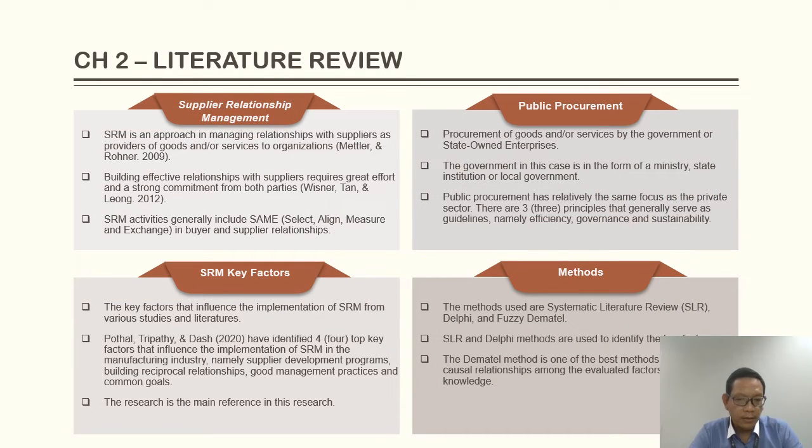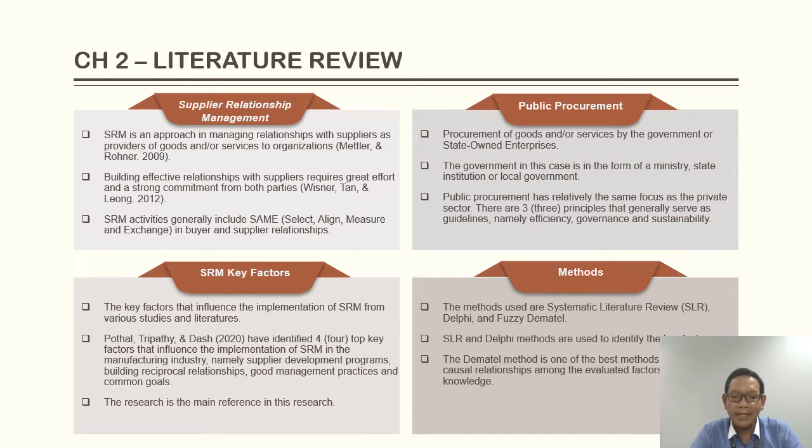In conducting this research, we do an initial literature review for several aspects. First, the introduction of supplier relationship management. SRM is basically how to manage suppliers. This management requires a high level of efforts and commitment from both parties. Second, what factors influence the implementation of SRM? From the research of Portal, Triparty, and DAS in 2020, it is known that there are 4 main dominant factors. The research was conducted in the manufacturing sector in India, and this research is one of the main reference in my research.